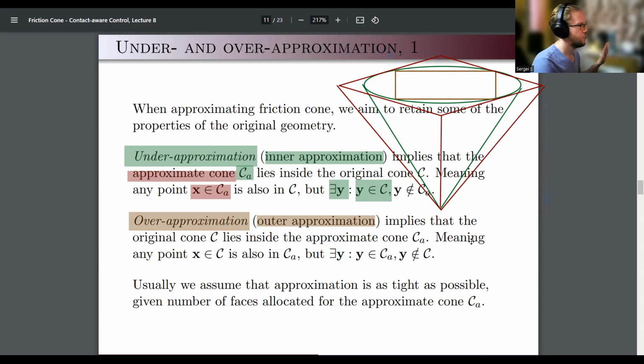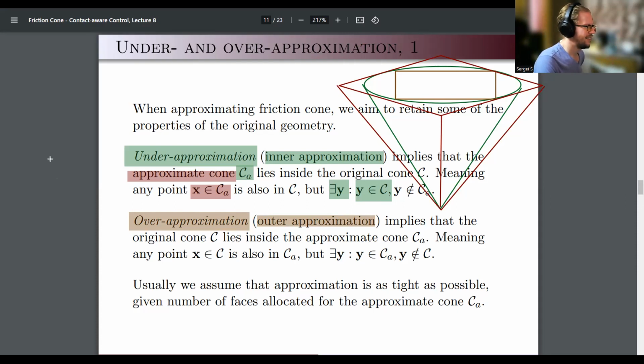Why would we ever want over approximation? If we want to guarantee violation, if we want to guarantee that we go beyond the friction cone and start sliding, that is when we want over approximation. If we want to guarantee stability, so we don't start slipping, we want under approximation. Different tasks. It's not the same task that would require a choice between them.